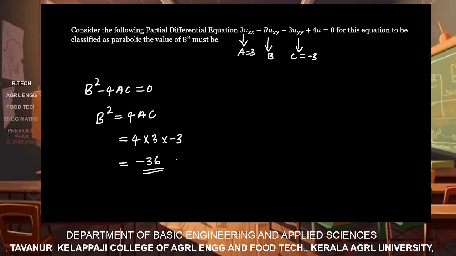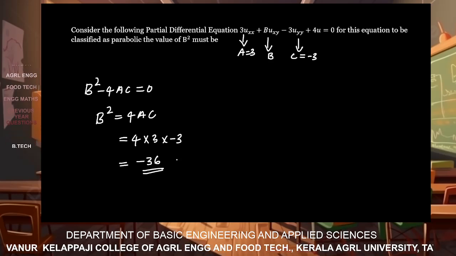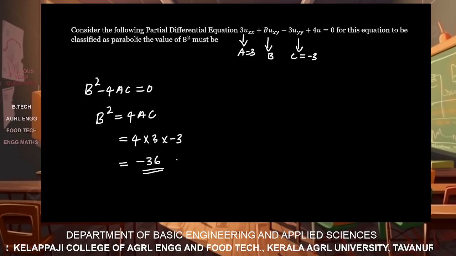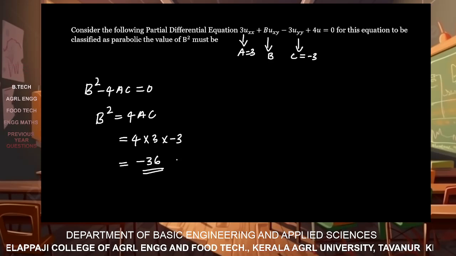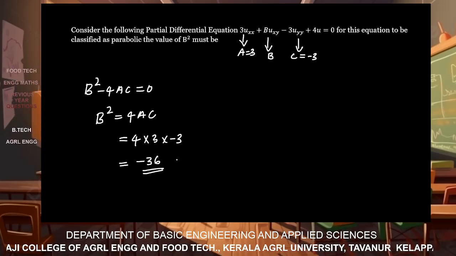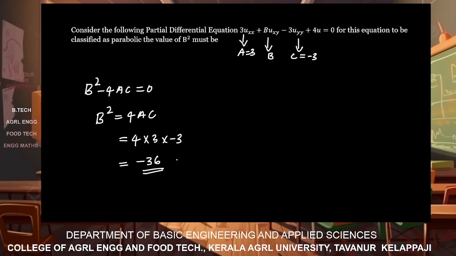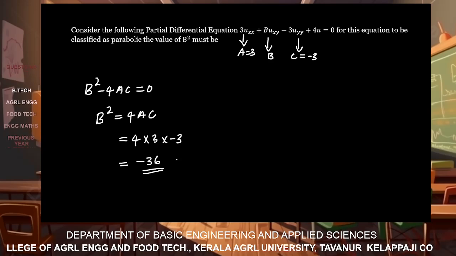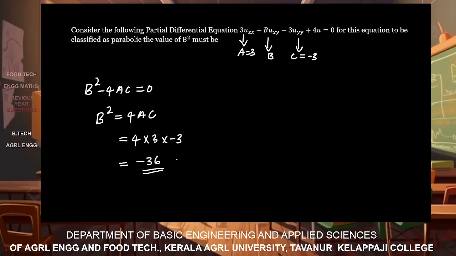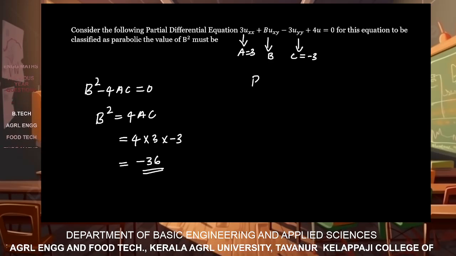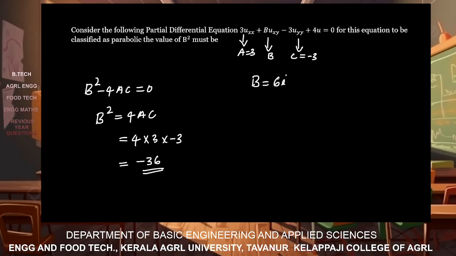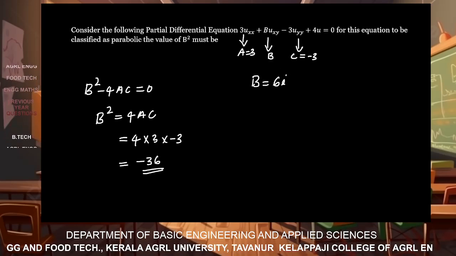So we have b square should be minus 36, and that is not at all possible, because b square is a positive number. So we cannot find a b satisfying b square equal to minus 36. One of the possibilities is b equal to 6i, but we are only considering real values.